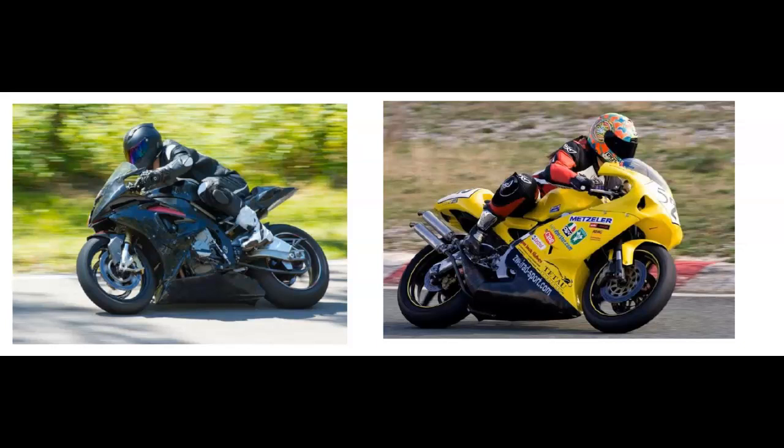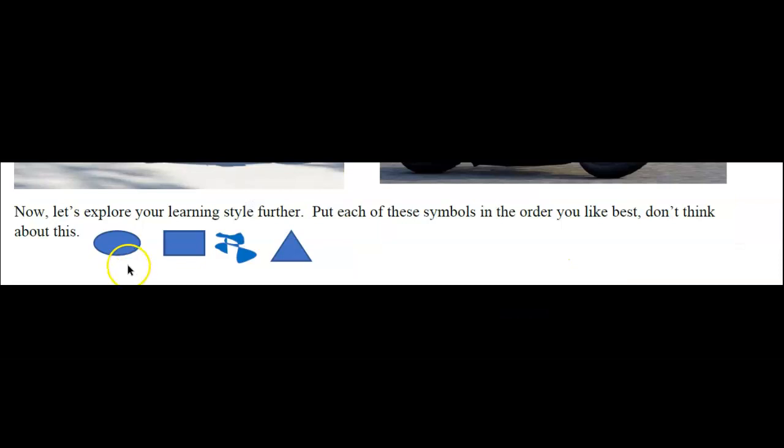Next, let's do another exercise to learn how you think. It's important that I know how I think so I can deal with myself. So let's look at one more little example. List these figures in the order you like best. You can't flunk this exercise. Just put them in the order of preference. Got it?